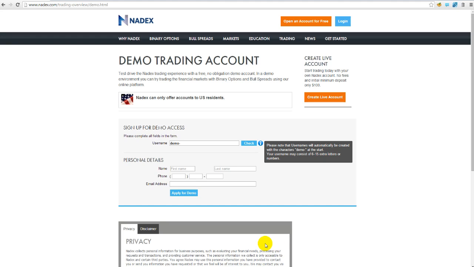Fill in whatever username you want. I recommend you make it short, especially if you have an Android app, because the field's a little shorter on that, but you can access Nadex on your iPhone, your Windows phone, and an Android phone. Put in your username, first name, last name, phone number, and email address. Click Apply for Demo, and you'll get a demo account. They'll send you a password in your email, so make sure it's a valid email, and you'll be able to log in in about 15 to 60 seconds. It's always helpful to have access to that as you're learning.